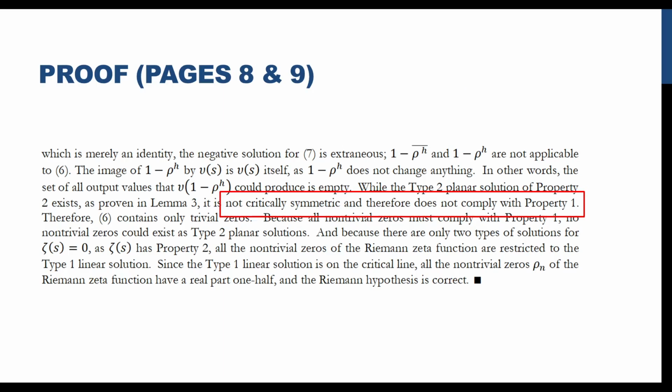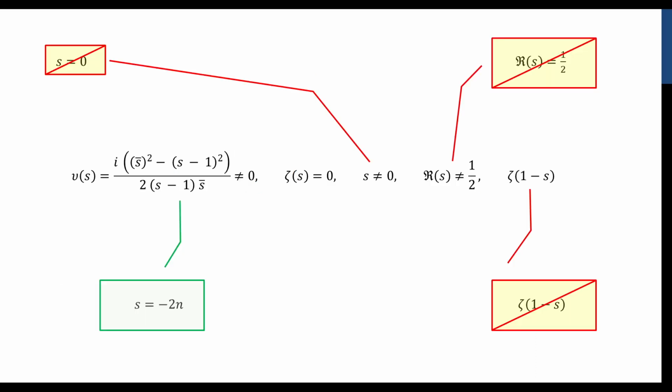There are no critically symmetric non-trivial zeros in the type 2 planar solution. So the type 2 does not comply with property 1. Therefore, it contains only trivial zeros, so -2, -4, all those work. That's what we want to show. The trivial zeros fit in there.